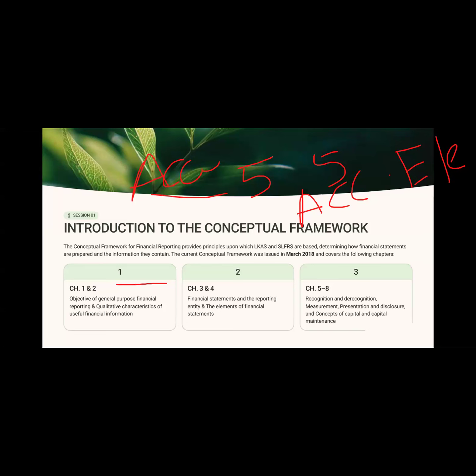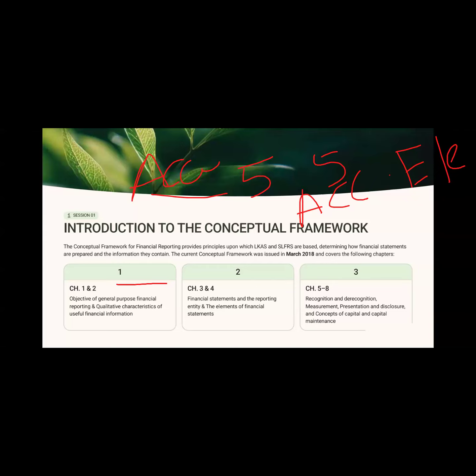We have to show what assets we have, what kind of liabilities we have, what the equity is, what income we are getting, and what expenses we are making. Those things we have to put in the financial statements. While we are recognizing them, we can't say everything is an asset and we can't say everything is a liability. We recognize something as an asset based on some characteristics. Those characteristics also come under this conceptual framework.